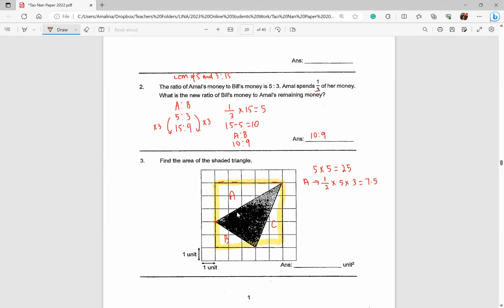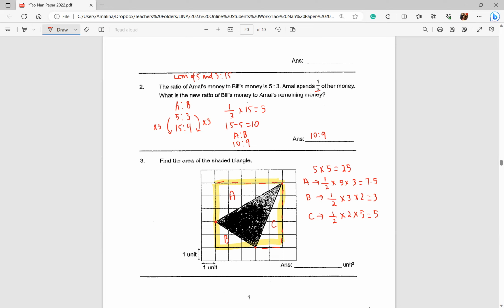Now repeat the same thing for my triangle B. So half times my base is 3. My height is 2. I get 3 units square for my area of B. And then you repeat the same thing for my triangle C. So half times the base is 2. The height is 1, 2, 3, 4, 5. The height is 5. So I get 5 units square for my triangle C.